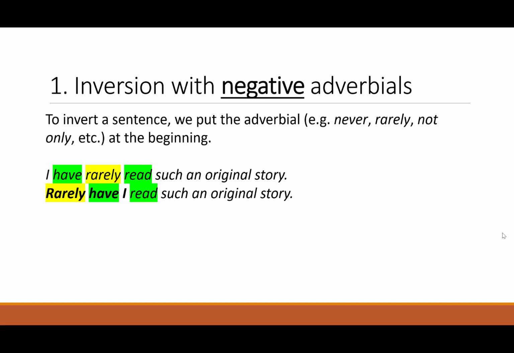Now look at the second example. They never lied to me. In this sentence, never is the negative adverbial. Then what you do next is you turn the sentence structure into an interrogative structure. Because this is past tense, the result becomes, never did they lie to me.